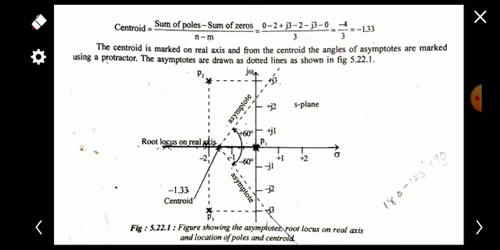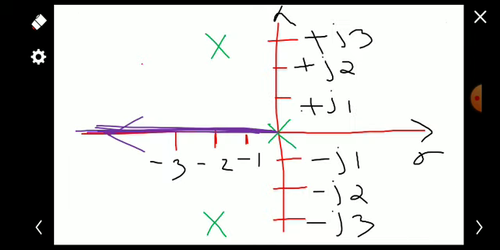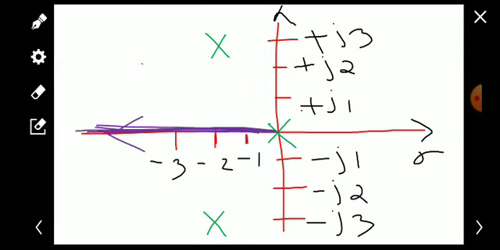Minus 1.33 will be the centroid. So in the graph we have to mark the centroid, and from the centroid we have to draw the asymptotes. Here you can see we have marked the centroid at minus 1.33. This is the minus 1.33 point, in the same graph. We can mark the centroid at the minus 1.33 area, so approximately here.